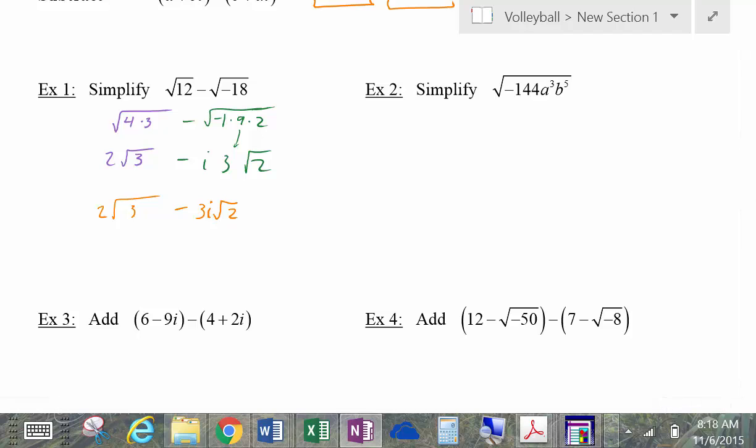Negative 3 radical 2. It's the coefficient of i. i is multiplied by negative 3 radical 2. Alright, example 2.